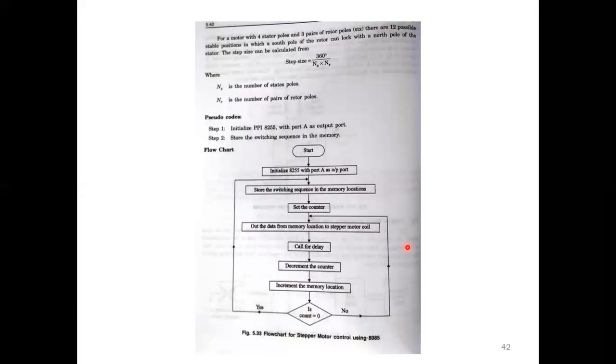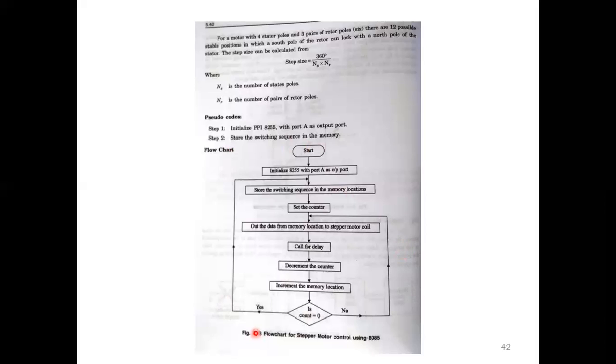There we used port A and port C. Here we use only the output port, so we use port A as output. We initialize the PPI 8255 with port A as an output port, then store the switching sequence in the memory. This is the concept.